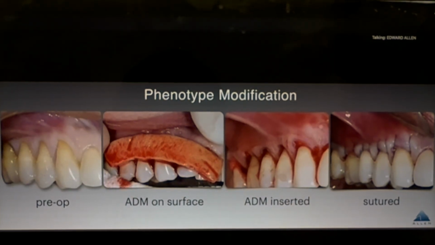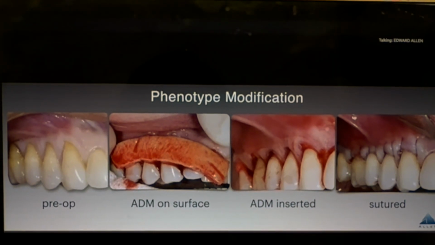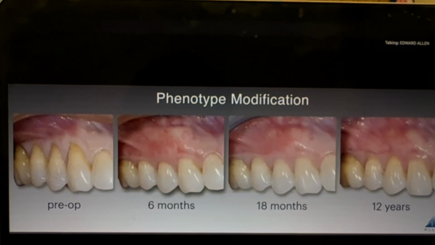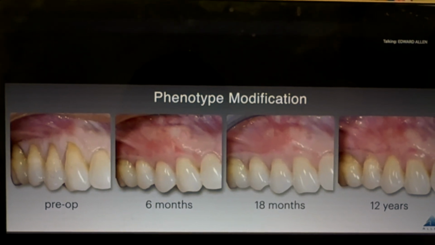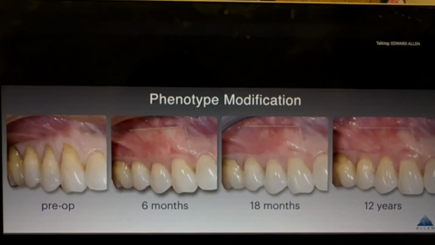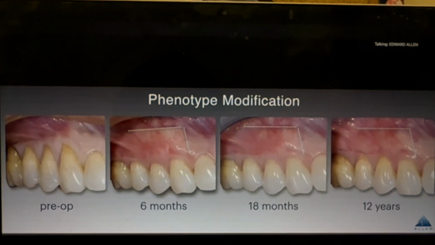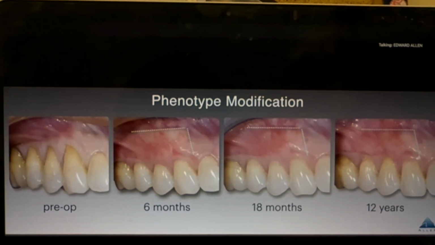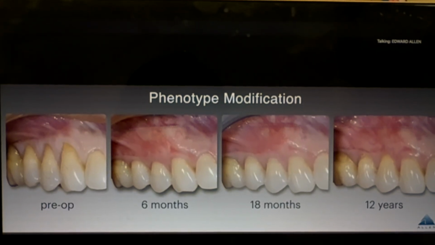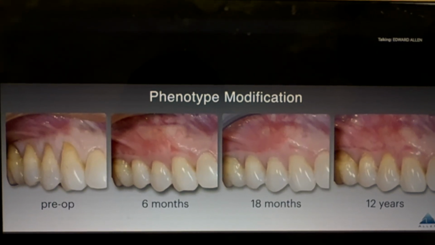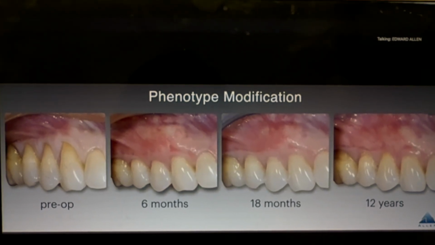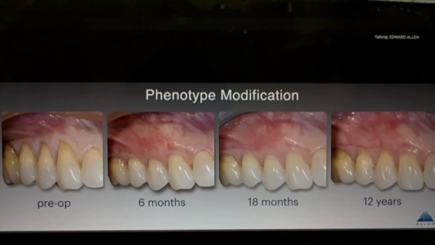But I'll show you that with teeth here. You see pre-op and the allograft on the surface, inserted and sutured. And you'll see a 6-month, 18-month, and 12-year outcome. And if you look, when you stretch with a cheek retractor, you can see the outline of that graft in each of those time frames. So the thickness of the tissue, the phenotype modification, is achieved with an allograft that doesn't resorb. If you use some that resorb, of course, you won't get that.